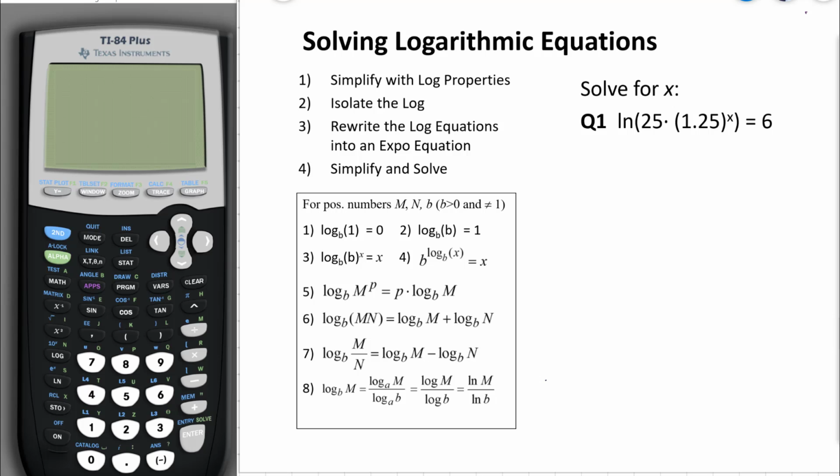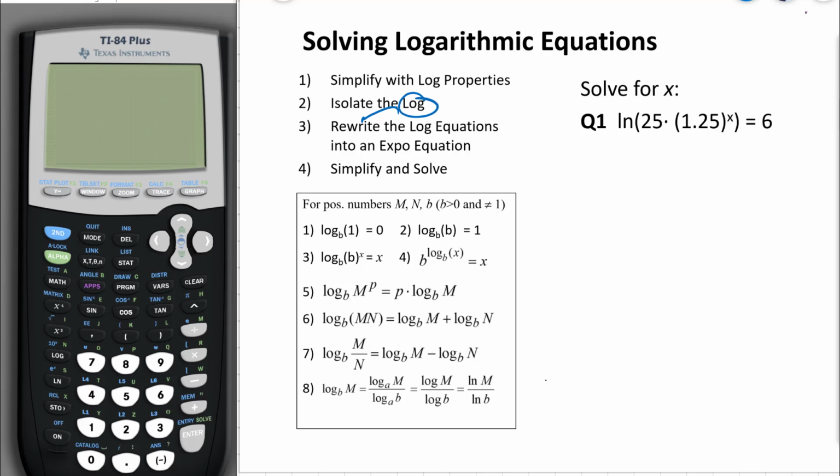Okay, now I have two harder equations. To keep things consistent and straightforward, I'm just going to use the same method over and over again. I'm going to solve by rewriting the log into exponentials. So we see a natural log. Now the log is already isolated. I have the log all by itself.